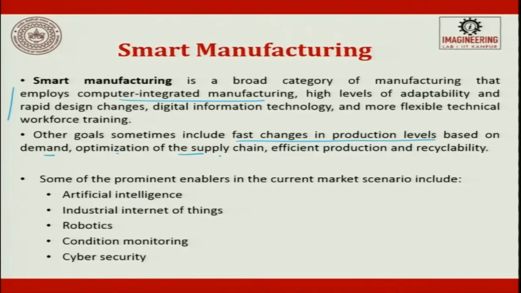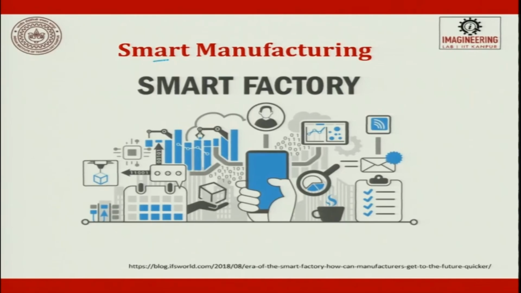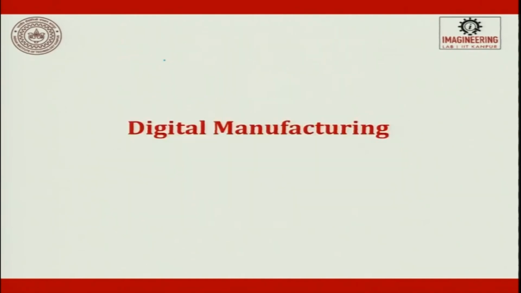When I talk about supply chain, it is not only supply, it is also supply of good quality products. So, it also depends upon the rating of the supplier. Some of the prominent enablers in the current market scenario include artificial intelligence, industry IoT, Internet of Things, robotics, condition monitoring and cyber security. All these things are part of smart manufacturing. So, this is what it is, and since Dr. Amandeep has covered it, I will just keep moving to the next topic.